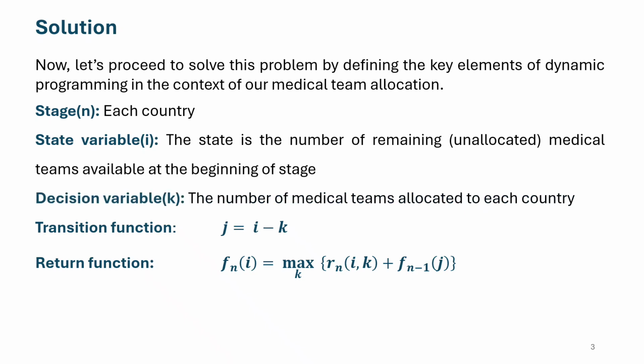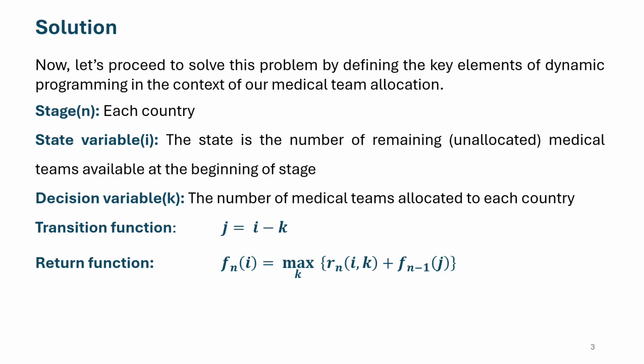Decision variable, denoted by k. The decision variable is the number of medical teams we choose to allocate to the country at the current stage. Transition function. This function describes how our state changes based on our decision. The formula j equals i minus k defines this transition perfectly. The number of teams available for the next stage, j, is simply the number we started with, i, minus the number we just allocated, k.